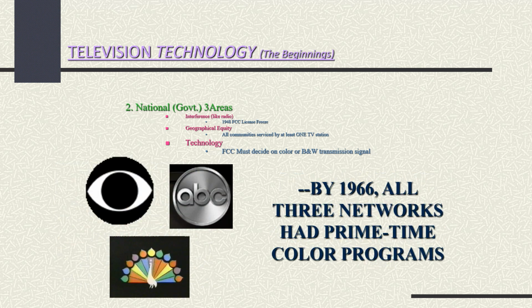That the next program is going to be in color as opposed to being in the black and white form. By 1966, all three networks had color programs, and each had really its own way of informing the audience which of the programs were going to be in color versus black and white.